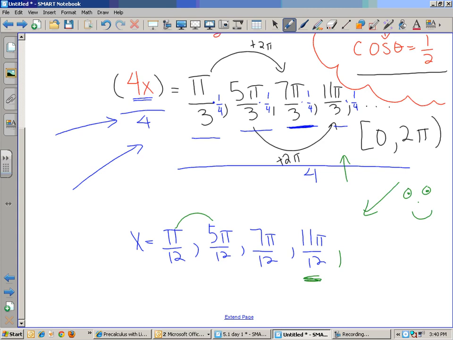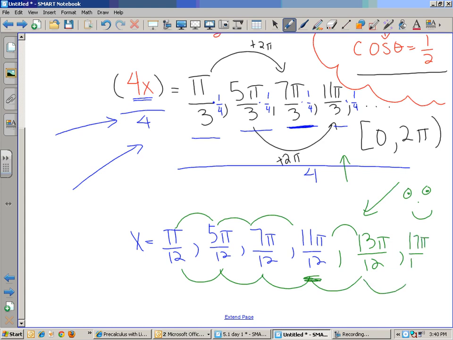The pattern is plus 4, plus 2, plus 4. Guess what? Plus 2. My bad. So look, plus 4, plus 2, plus 4, plus 2, plus 4, plus 2, plus 4. And now I'm done because I'm going to go over 2 pi.